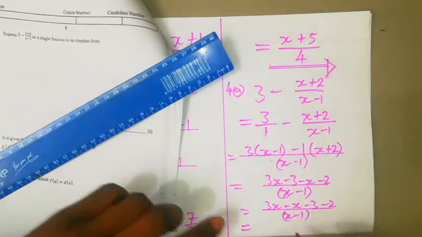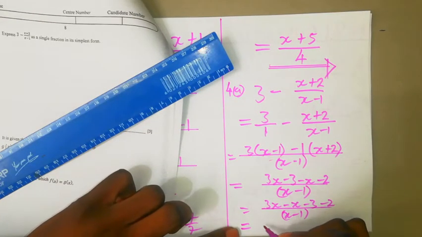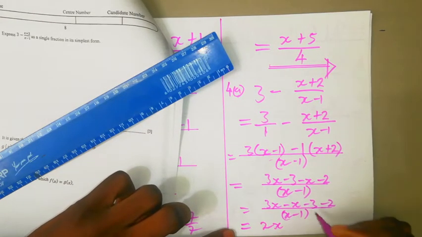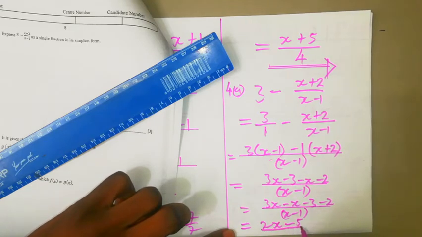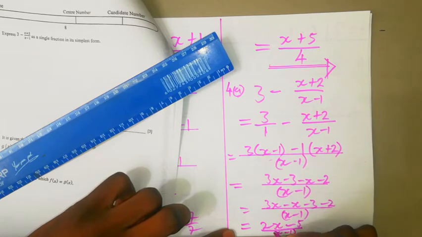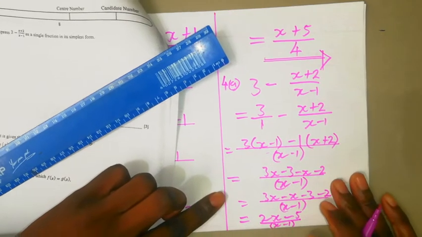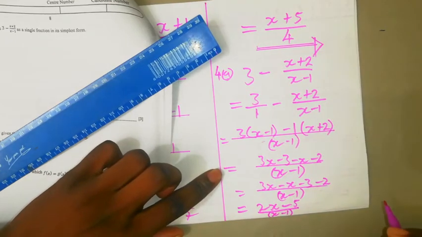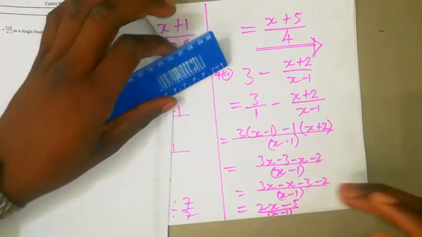It's equal to 3x minus x, that's what? That's 2x, then minus 5 all over my common denominator, which is my what? x minus 1. That is my answer there. I'm done with this one.